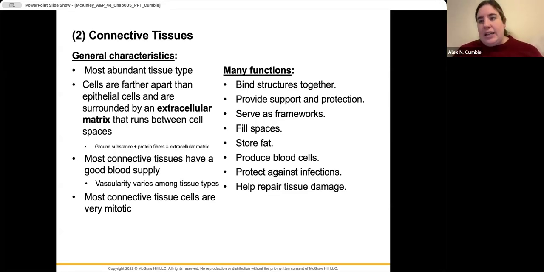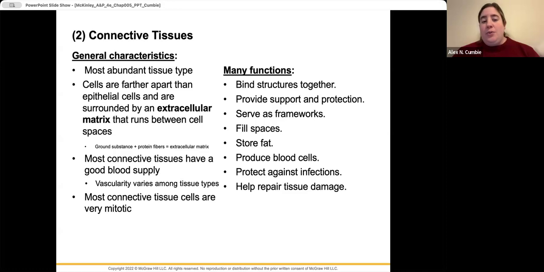So these cells are not tightly connected to each other. Think of fruit in a jello mold, where the fruit are the cells and the jello mold is the extracellular matrix holding them together. What's great about connective tissues is that they generally have a lot of blood vessels associated with them. So we would say that they have a very good blood supply.